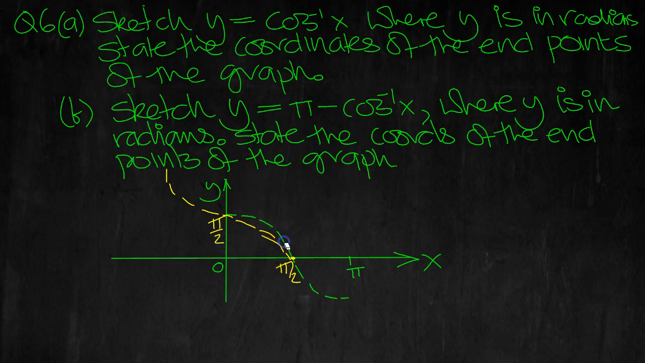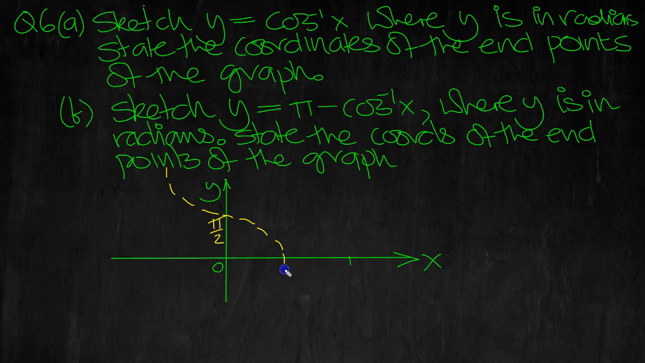So let's just try and draw it more accurately. So it's coming down through there and it's going to flick around and go down like so. Okay, good. So that's not pi anymore, is it? So that was inverse cos, and we've drawn the sketch.